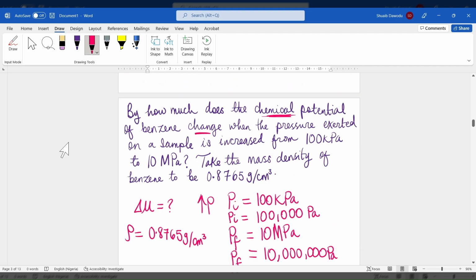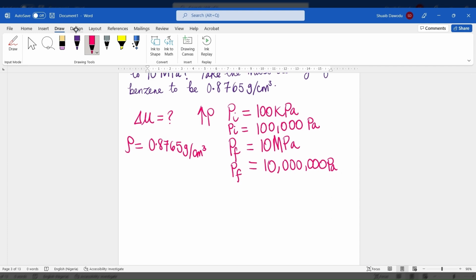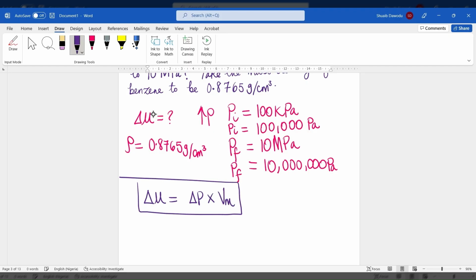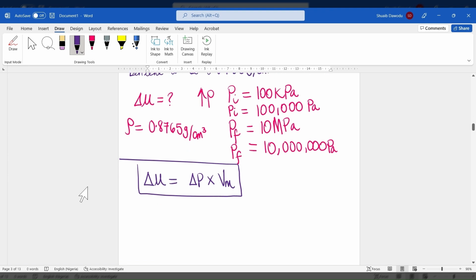Now, you're going to be wondering, how do we solve a question where we're asked to solve for the change in chemical potential, and we have a change in pressure? Anytime you're asked to solve for the change in chemical potential when there is a change in pressure, the formula you're going to use is: the change in chemical potential is equal to the change in pressure times the molar volume. So in order to solve this, we need to determine the change in pressure as well as the molar volume.